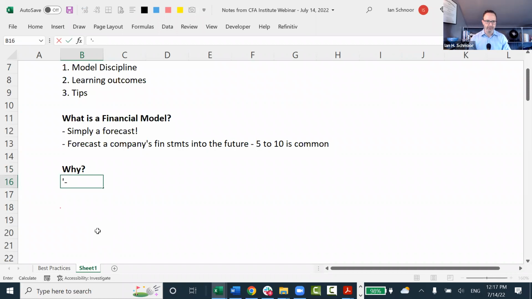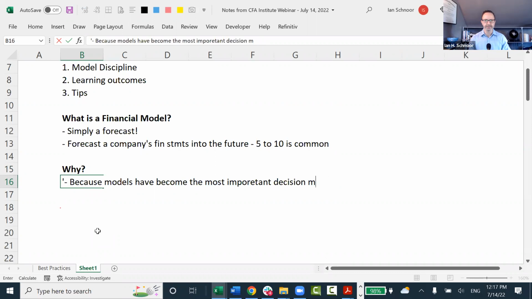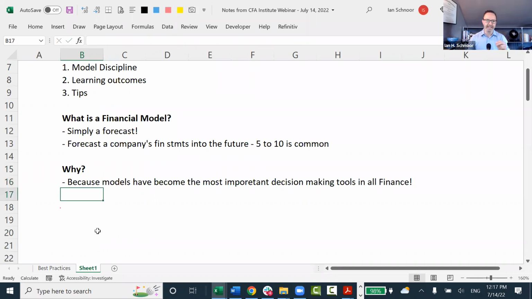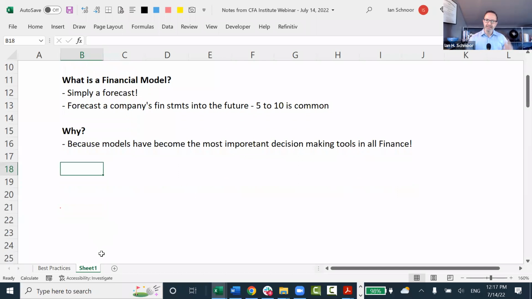Well, I'll tell you my view. It's because models have become easily the most important decision-making tools in all of finance. In all of finance, financial models have become the most important decision-making tools. The most critical decisions that we make in our jobs in finance and accounting, to be honest, when we're thinking about the future, come down to financial models.